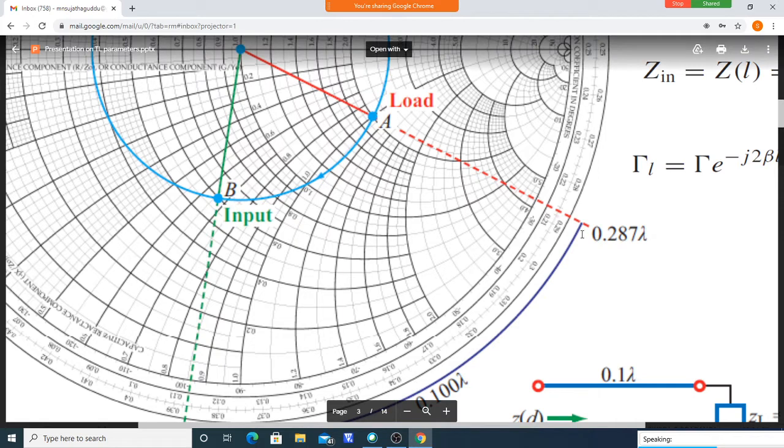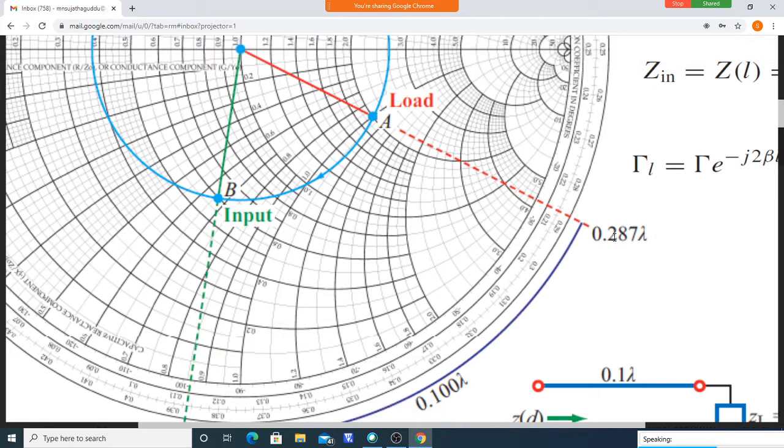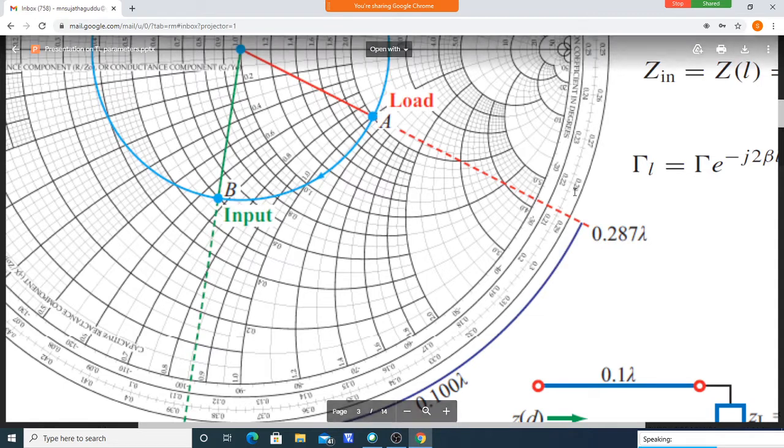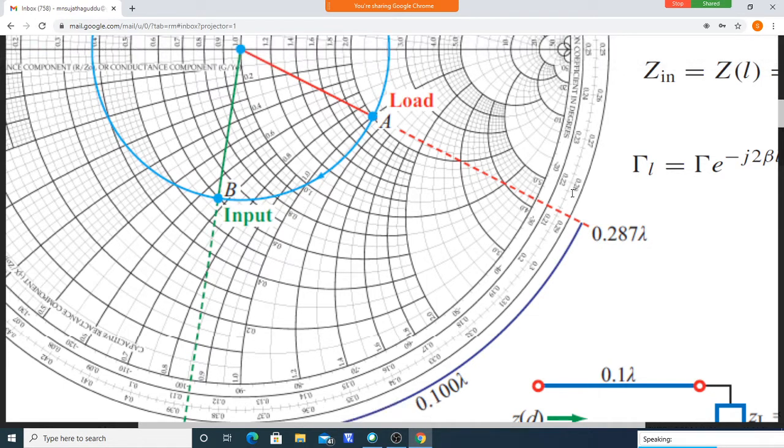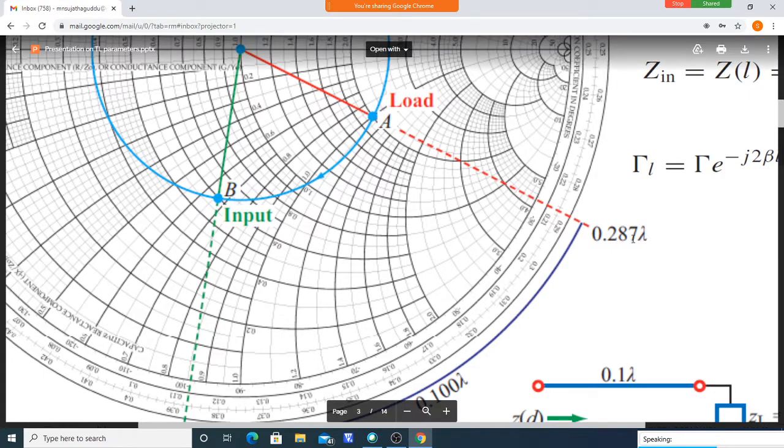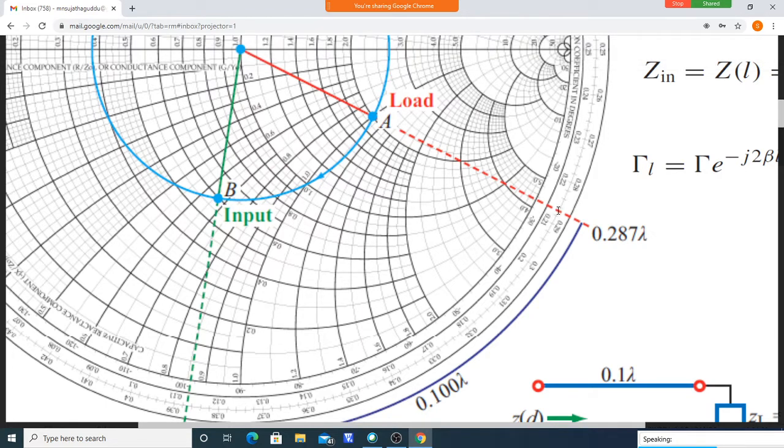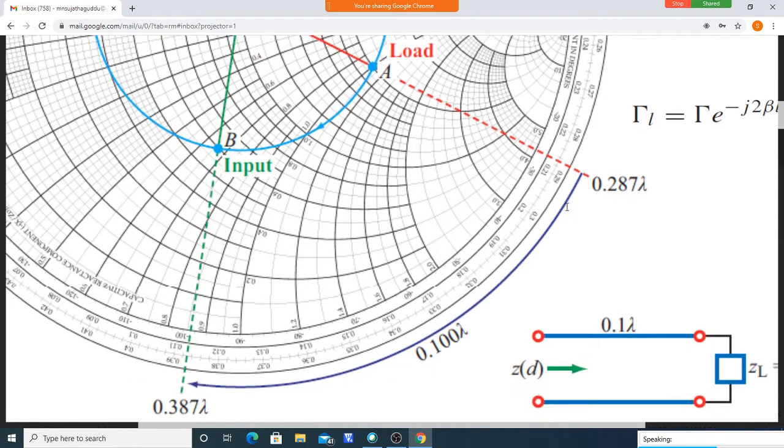Okay, 0.1 lambda means, see, at this position it is about 0.287 lambda. This point is 0.28. Each division is 0.005. So 1, 2, 3, approximately 3 divisions from the center here. This is approximately 0.287 lambda at this position, the wavelength value. So what you have to do is move from here a distance of 0.1 lambda.